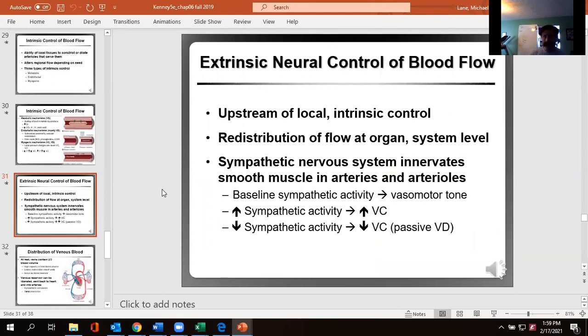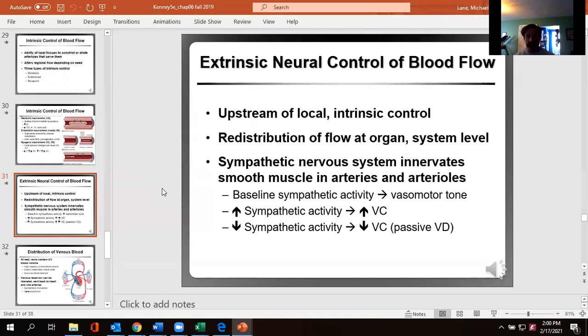So now, extrinsic control. This is where we're talking about our sympathetic nervous system, which is going to cause vasoconstriction. When we don't have a lot of sympathetic activity, we get vasodilation. That's why the whole rest and digest doesn't happen if you happen to be high on sympathetic tone, because literally you're not able to send as much blood flow to your intestines to do so. Whereas when you're completely relaxed, you get really good vasodilation, so you're going to get good blood flow everywhere in the body.